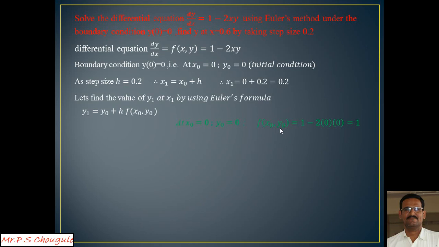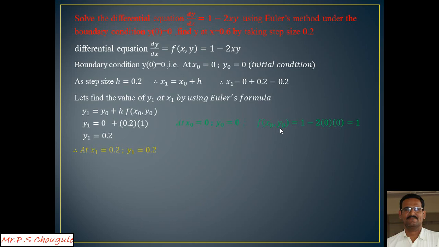Now we will put all this information in the formula. So y1 is equal to 0 plus the value of h, 0.2, times the function value 1, which gives the answer y1 equal to 0.2. That ultimately means at x1 equal to 0.2, y1 is equal to 0.2. Now we need to find the value of y at x equal to 0.6. So we need to repeat this format till x is equal to 0.6.